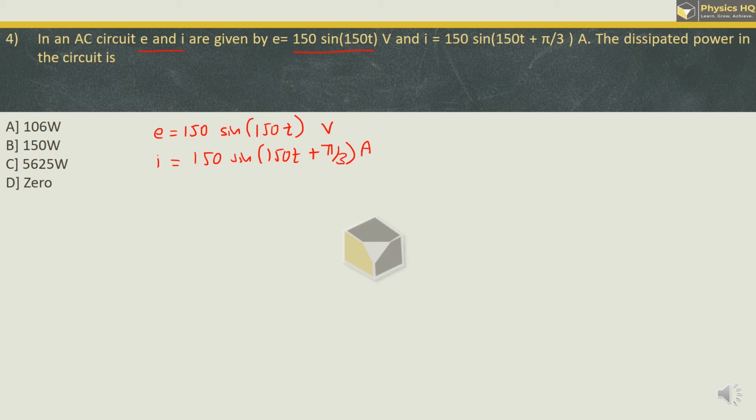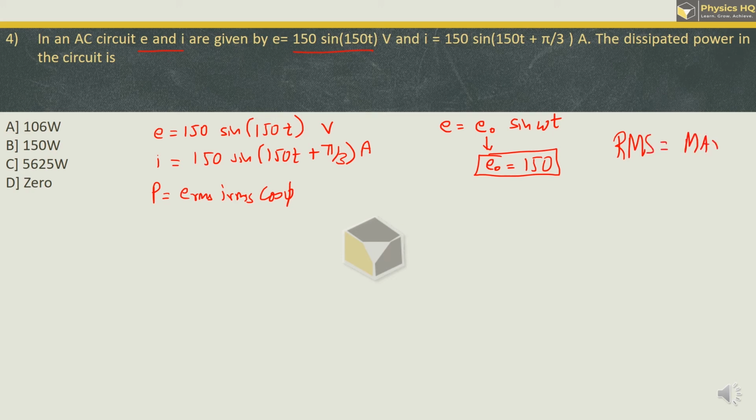To find out the dissipated power, the formula is ERMS times IRMS times cos phi, which is nothing but the power factor. So first of all, let us find out the ERMS and IRMS. Looking at this equation, when we compare it with the standard equation, what we have is E is equal to E0 sine of omega t. So we find out that E0, which is the maximum voltage, is given as 150. Now to find out the RMS value, always remember this formula. RMS is maximum value divided by root 2. ERMS will be Emax divided by root 2, which is 150 by root 2.